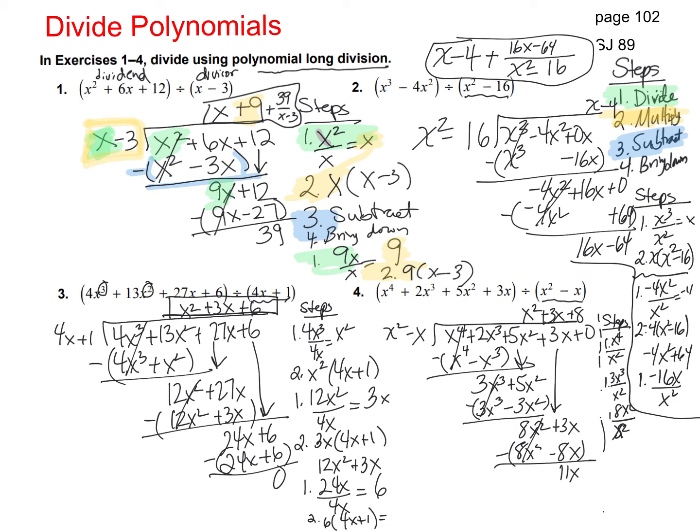And if I were to divide, it wouldn't work. So my quotient is x squared plus 3x plus 8 plus my remainder 11x over the divisor, x squared minus x. So that is the answer to number 4. Now moving on to the next slide.